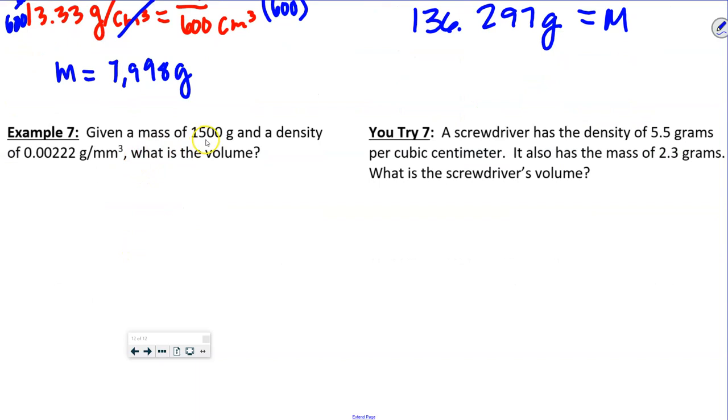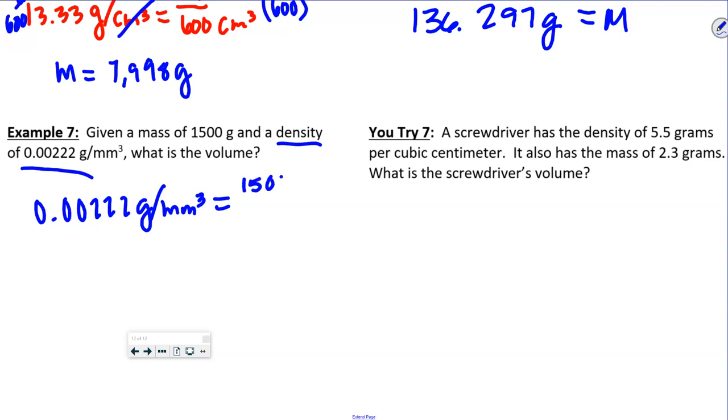Example 7 says, given the mass of 1,500 grams and a density of 0.00222 grams per millimeter cubed, what is the volume? So this time we're given density again. Their density is here, so we're going to go 0.00222 grams per millimeter cubed, and that's going to be equal to, this time, remember it's mass over volume, right? So that's 1,500 grams, and then we're looking for our volume.